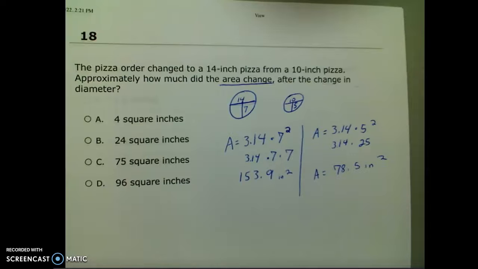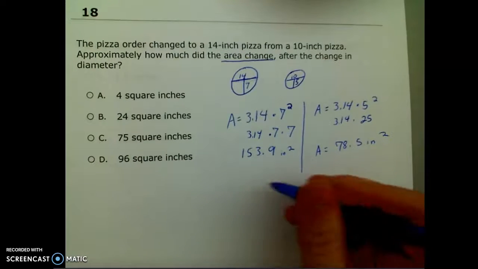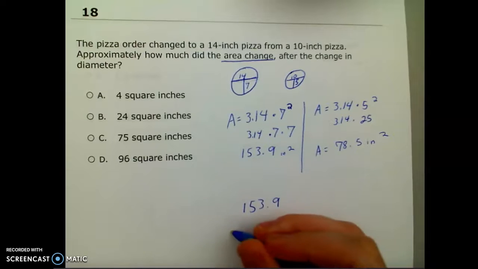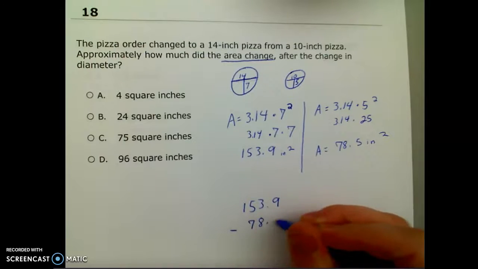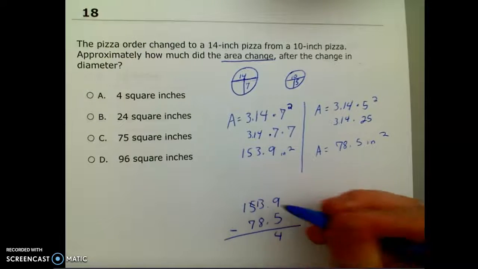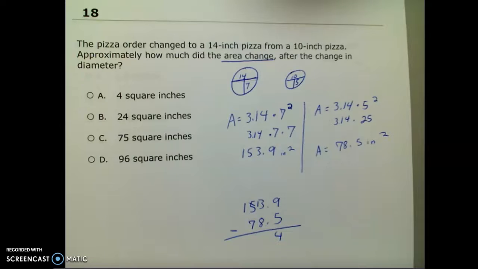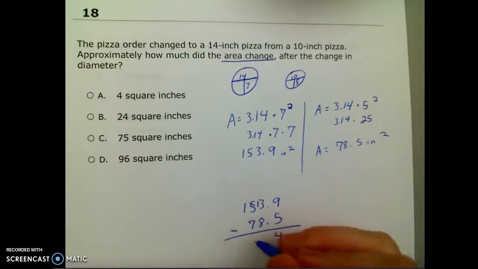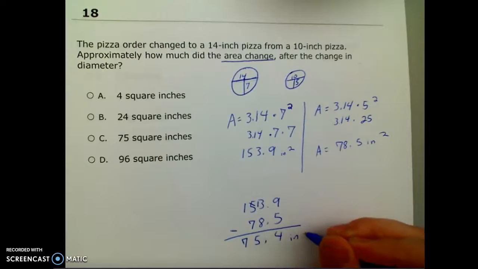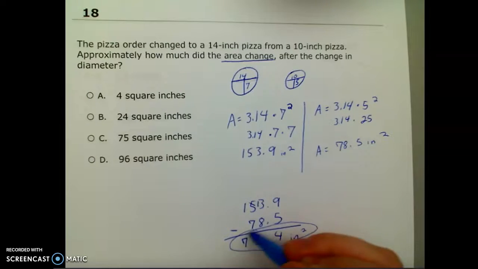There. Now I have the area of both of the pizzas. And what we want to know is how much did the area change? What's the difference? Hopefully that's cueing your brain to think about subtraction. So I'm going to take this 153.9 and we are going to subtract the other pizza to find out what is the difference between the two. And I got 75.4 square inches of difference. Okay? That's a lot of difference in the pizza.